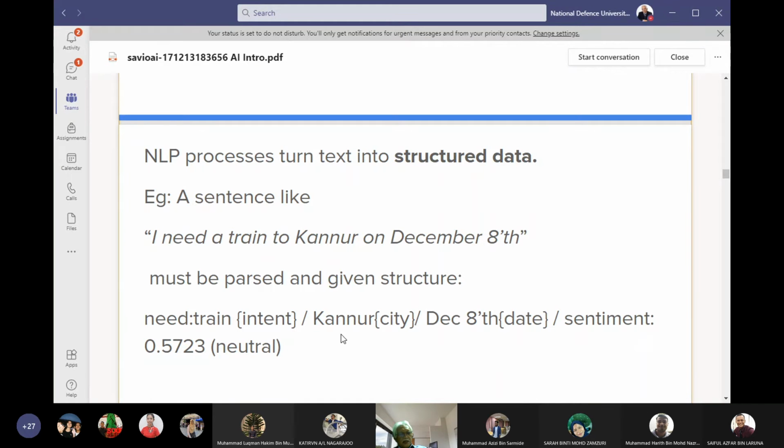If you go to your phone and use Google Voice, I can ask, hi Google. Oh dear. Come on, let me ask again. Hi Google, who is the Prime Minister of Malaysia? Oh dear, what happened now? Let me try again. Hi Google, who is the Prime Minister of Malaysia? Google replies, Muhyiddin Yassin. So that shows natural language processing by your phone.